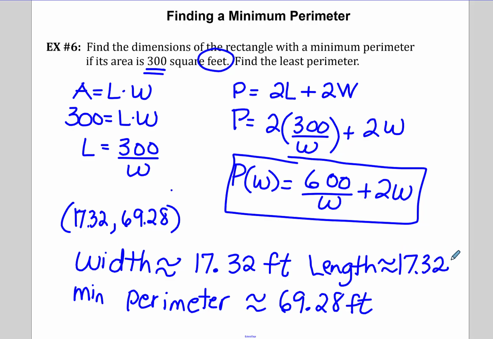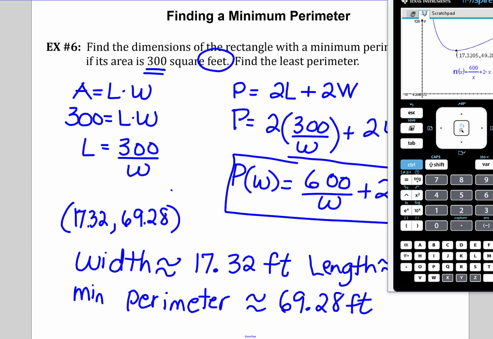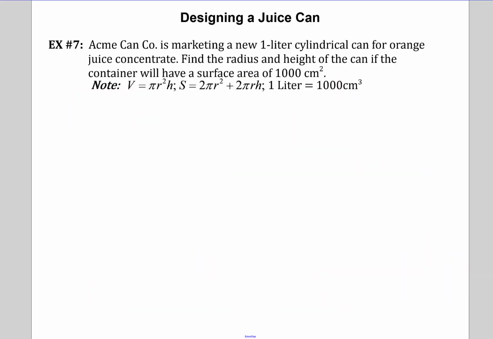And then we could check that out. Is 17.32 squared close to 300? And it looks like it is, 299.98. Okay, so the length and the width would both be 17.32 to have a minimum perimeter. So we found the dimensions of the rectangle. And then here's our last one.